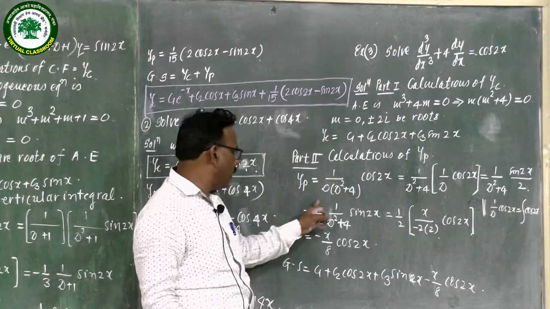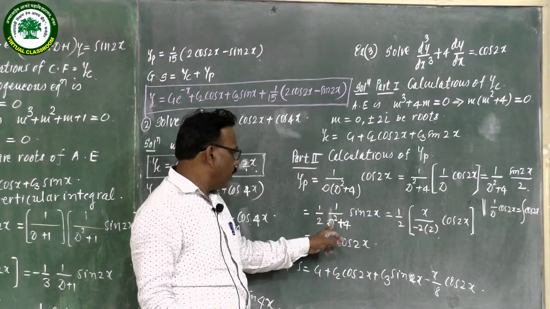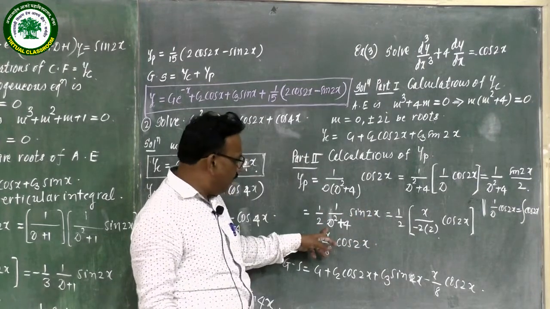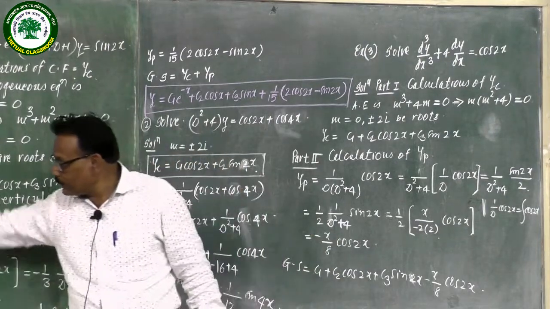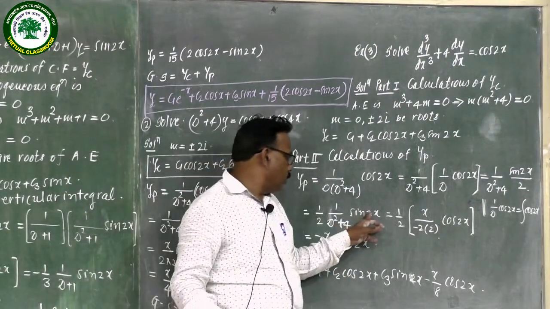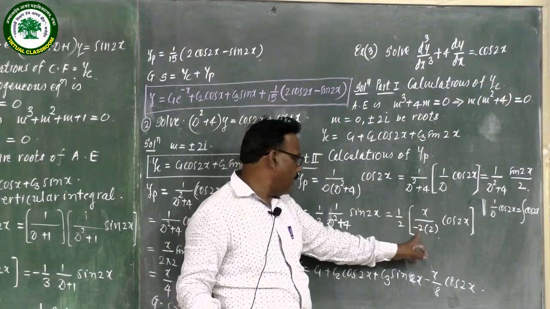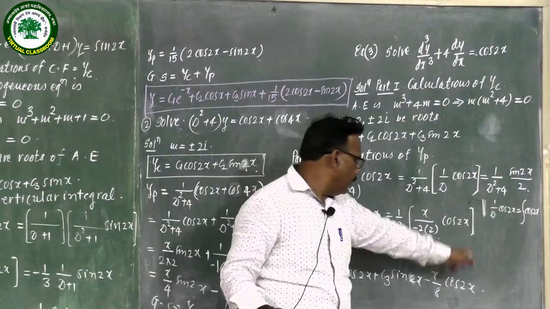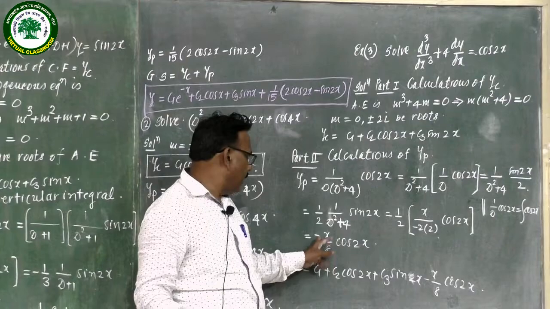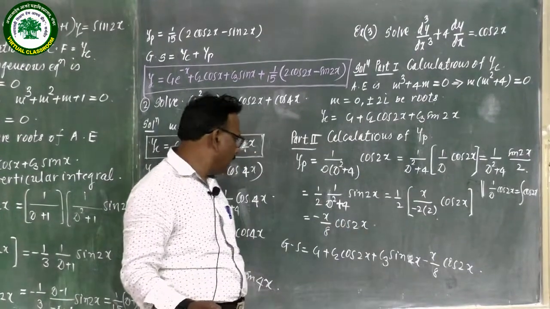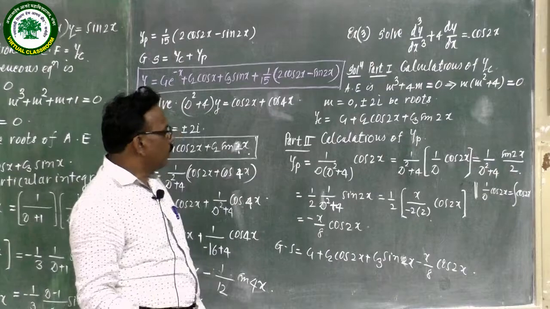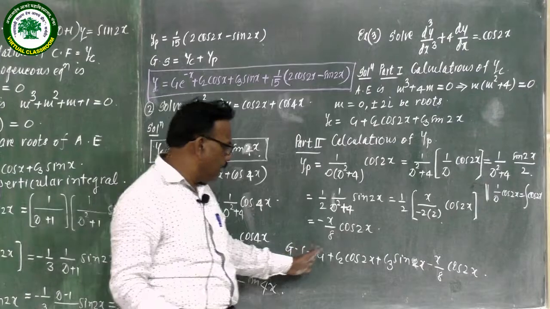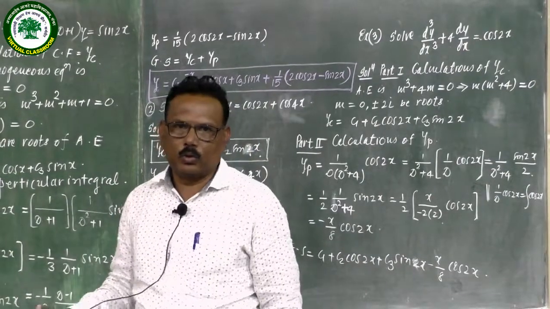Which will be written this way: 1 upon 2 is taken outside, 1 upon D squared plus 4 sin of 2x. Again you have to use that formula, formula number 2 in case of sin ax. A is equal to 2, therefore x upon minus 2 into 2, minus x by 2a, and cos of 2x. After simplification it will be minus x by 8 cos of 2x, and it will be your particular integral. Take the addition of complementary function plus particular integral, that is your general solution. Okay.